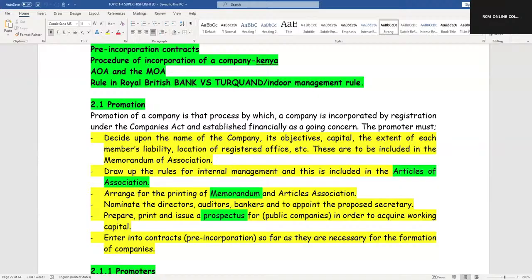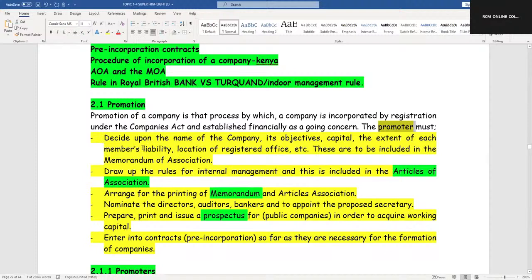So when you talk about promotion, it is that process of setting up or forming a company to exist for the foreseeable future, or to exist as a going concern. Who is this person who undertakes this process? Under the law, we refer to him as the promoter of the company. This promoter will undertake a number of duties or procedures to ensure that the company has been formed.